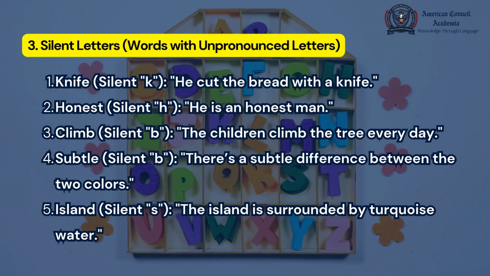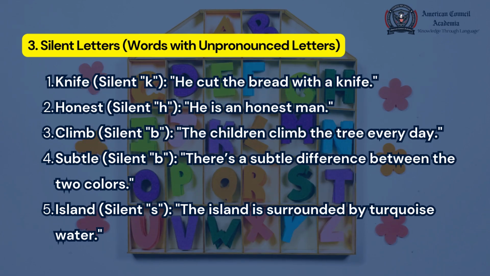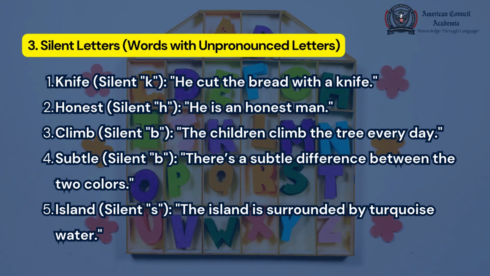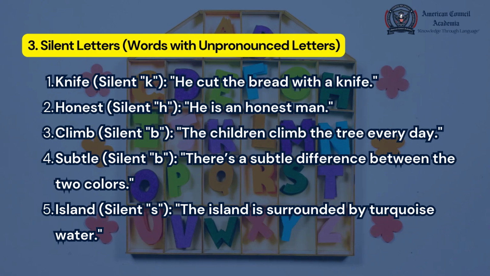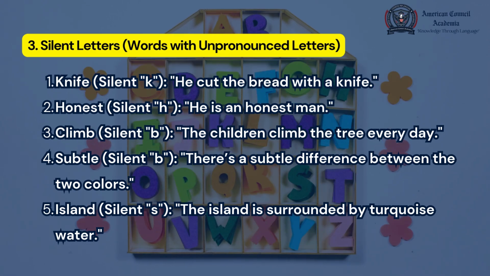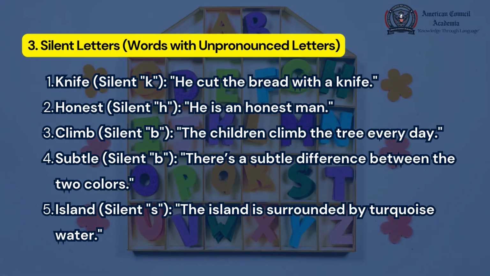Honest, silent H: he is an honest man. Climb, silent B: the children climb the tree every day. Subtle, silent B: there's a subtle difference between the two colors. Island, silent S: the island is surrounded by turquoise water.